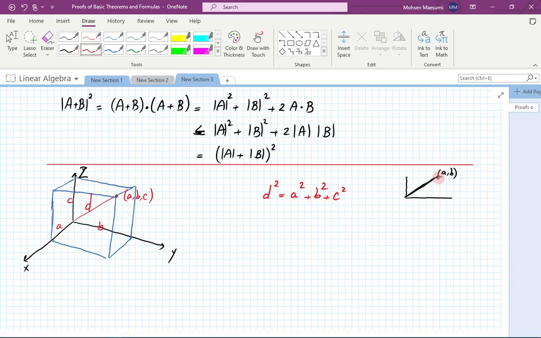In 2 dimensions it would have been a rectangle as opposed to a box, and your dimensions are a and b, and this one you call c or d or whatever it is. d squared is equal to a squared plus b squared. In 3 dimensions it is the sum of squares of all 3 of them. Why is that true?